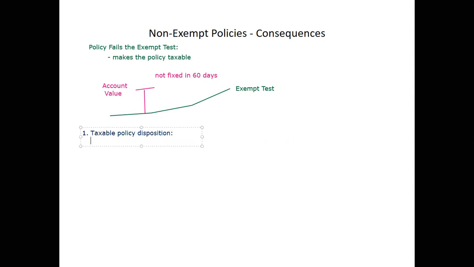And that taxable policy disposition means that you pay tax based on the cash surrender value less the ACB, and that gives you a taxable policy gain. You'll note that that is not restricted to the amount over the exempt test, okay? So it's not just on the non-exempt amount.